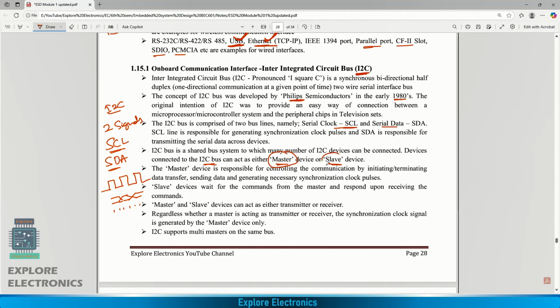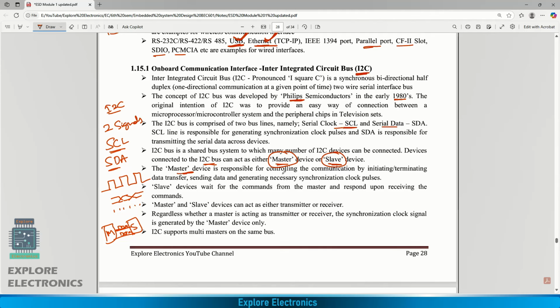And we'll be having a concept of master and slave. One device which will be sending the data will be a master. Other device which will be receiving the data will be slave. In between, we'll be having I2C communication, means we'll be having one line connected as a clock, and another line which will be sending the data, right?